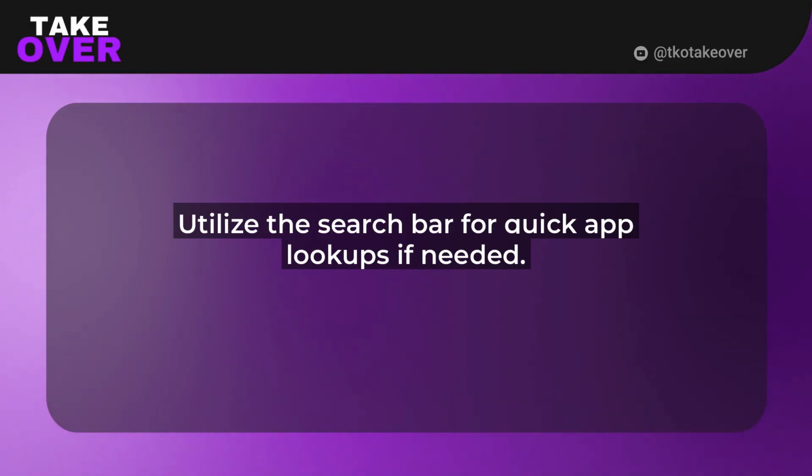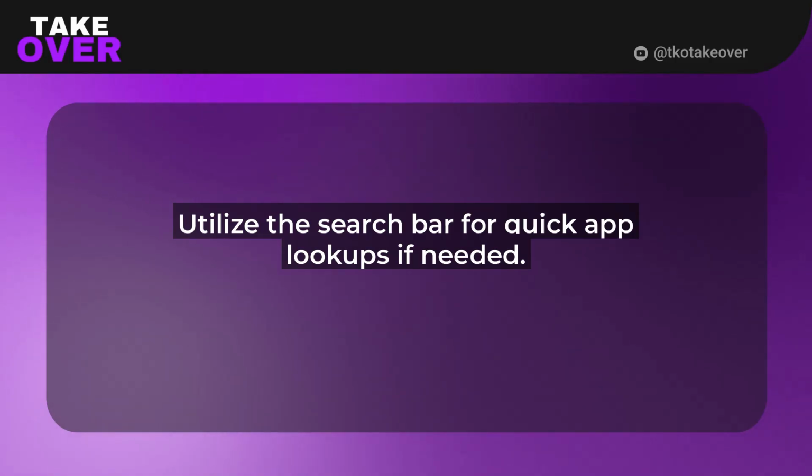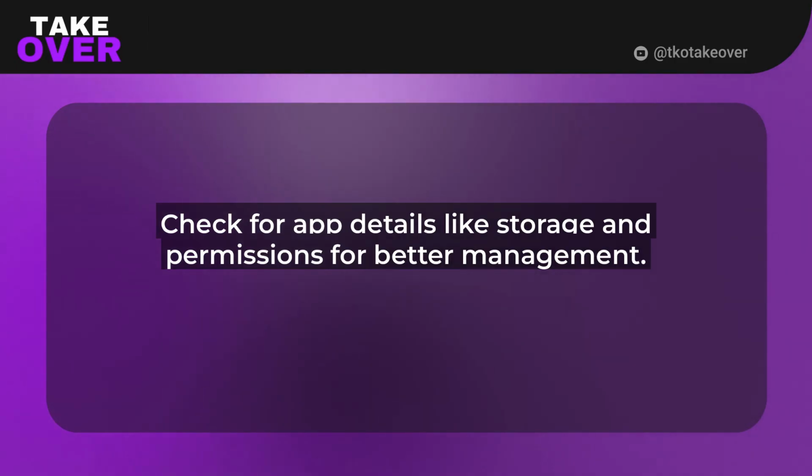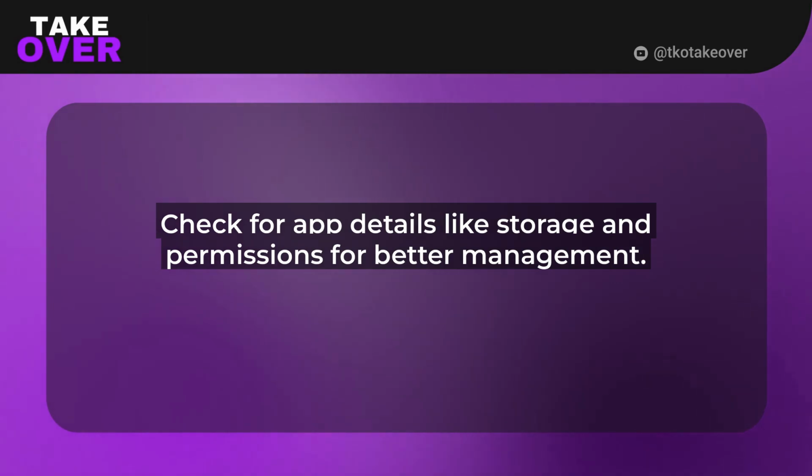One quick tip: if you're on a newer Android version like 16 or later, you might also see details like storage usage or permissions directly from this list, which is great for managing your device's performance. But remember, the exact layout could vary slightly depending on your phone's manufacturer, like Samsung or Google Pixel, so don't worry if it looks a bit different.